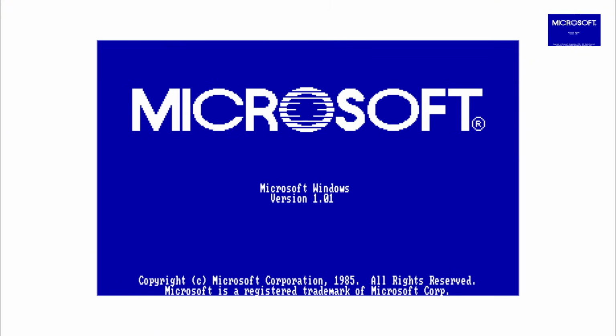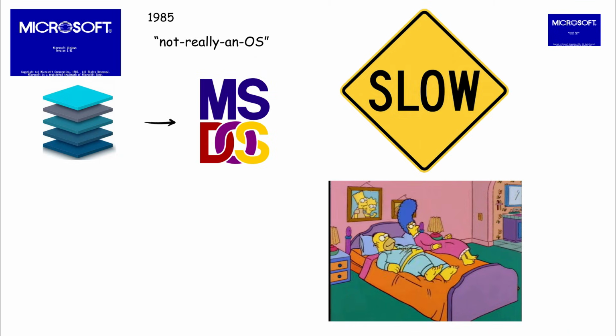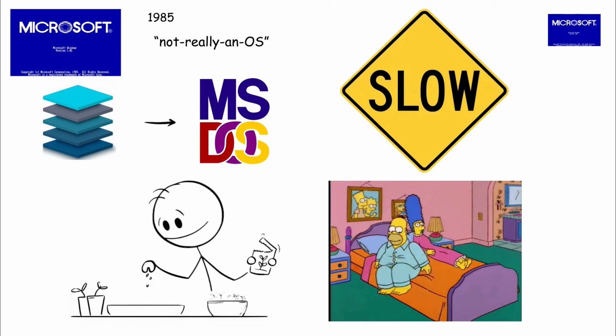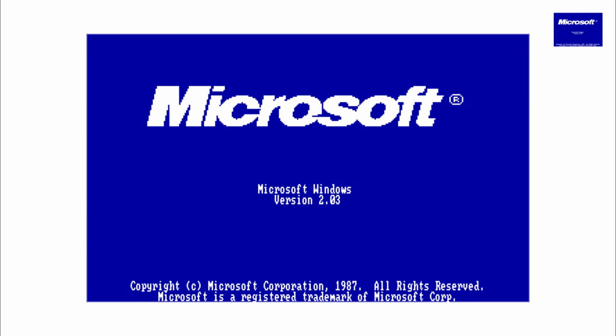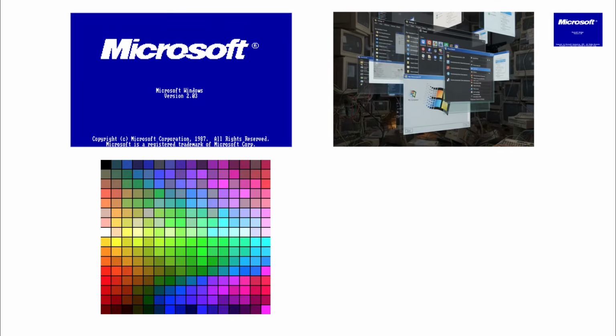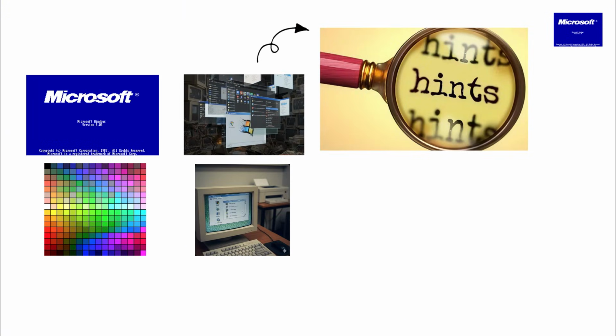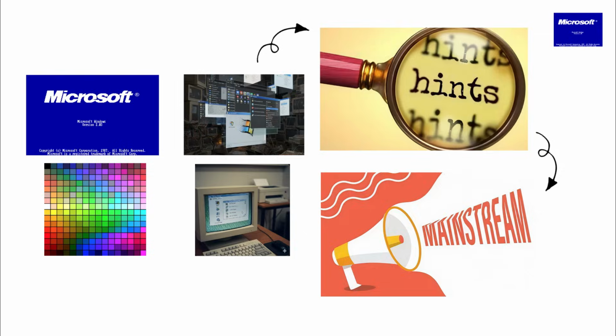Windows 1.0, 1985. Not really an OS, a graphical layer on top of MS-DOS that required a mouse almost nobody owned. Slow, clunky, and widely disliked, but it planted the seed. Windows 2.0, 1987. Overlapping windows. Up to 256 colors, more usable but still limited. The first hint that Windows could become mainstream.